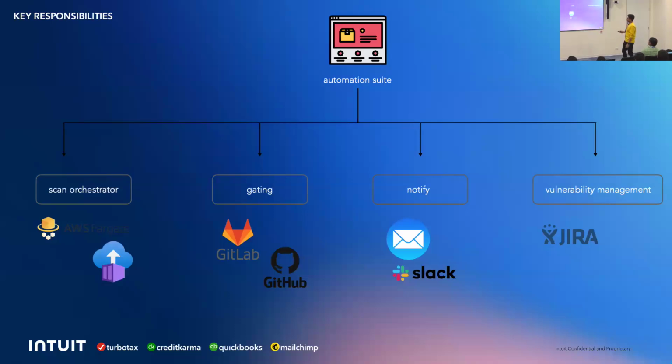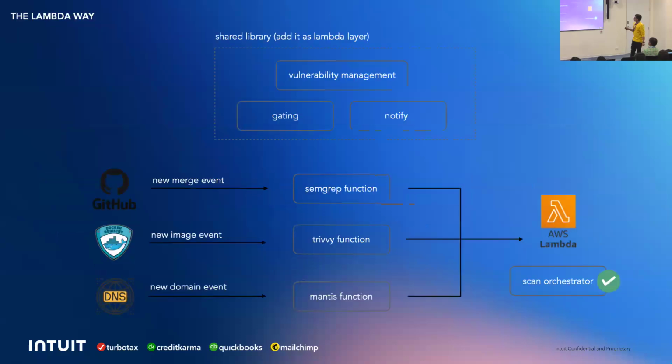Then comes the gating part, where you need to have a block if a vulnerability is detected. Then comes the notification. You should get a notification on Slack or via email when a vulnerability is detected. And then the vulnerability management, which can occur through any of your ticket management systems. Now, some of the components we discussed are common in nature, like vulnerability management, gating, and notify.